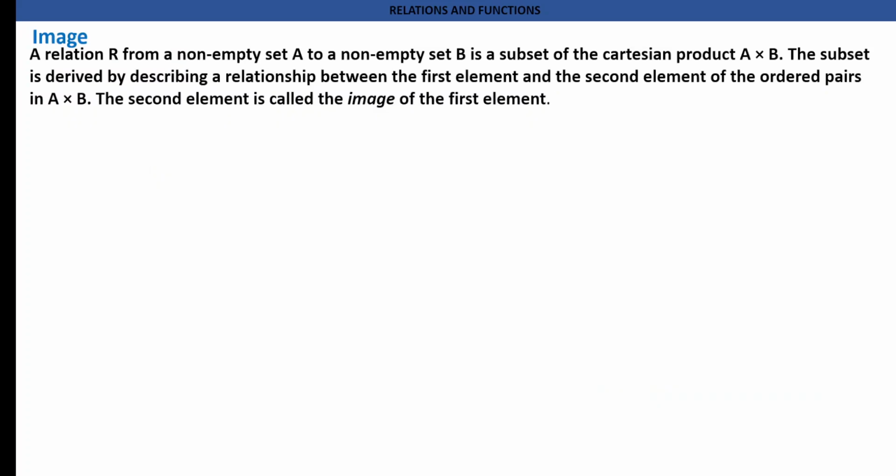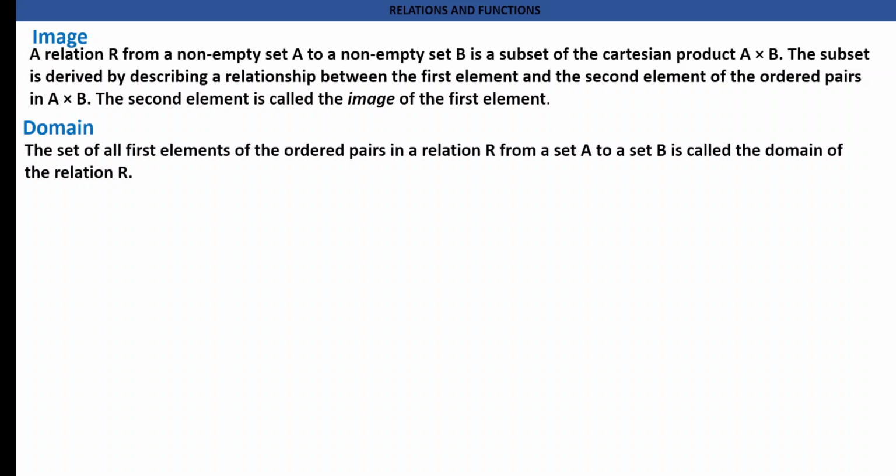Image. A relation R from a non-empty set A to a non-empty set B is a subset of the Cartesian product A into B. The subset is derived by describing a relationship between the first element and the second element of ordered pairs in A into B. The second element is called the image of the first element.